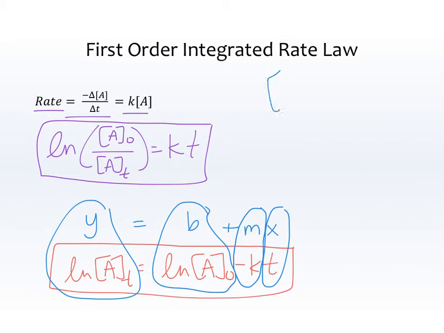So just before we're gone, A0 is the initial concentration of A.